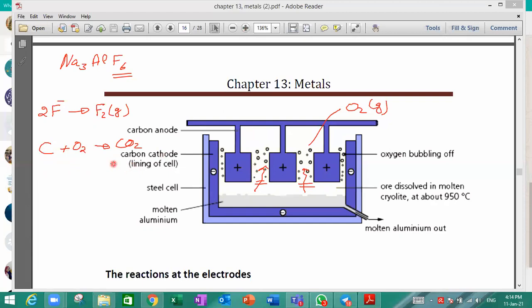Of course, over time the positive electrodes will be depleted. It means that they have to be changed every now and then, because they react with the incoming oxygen, forming carbon dioxide. So over time we have to replace them.